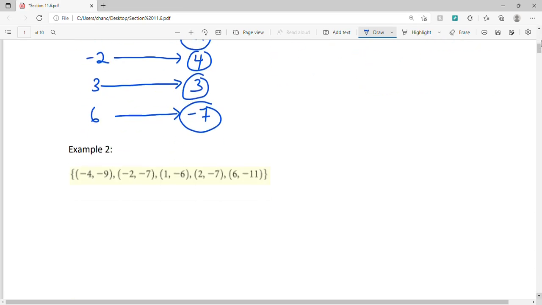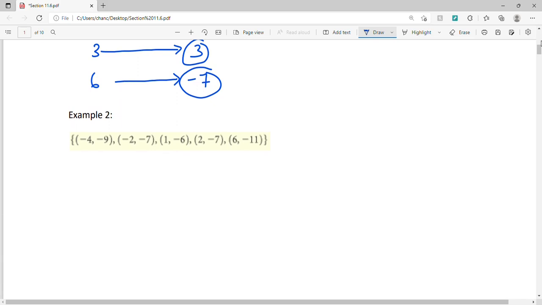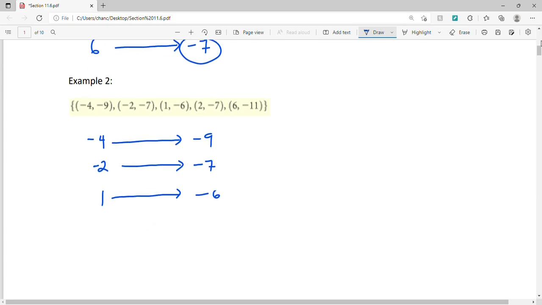Let's look at example 2. We have the ordered pairs negative 4, negative 9. That means negative 4 gets mapped to negative 9. Negative 2 gets sent to negative 7. 1 gets sent to negative 6. So we're doing okay so far, but 2 also goes to negative 7. 6 gets mapped to negative 11. So this is a function. This is definitely a function.